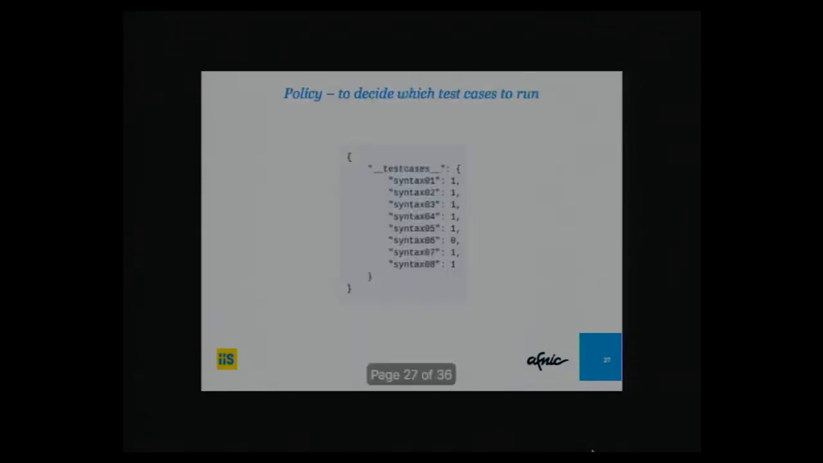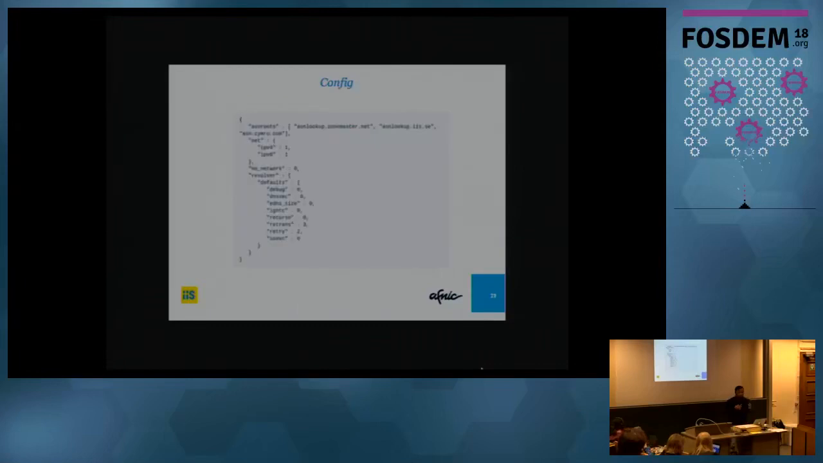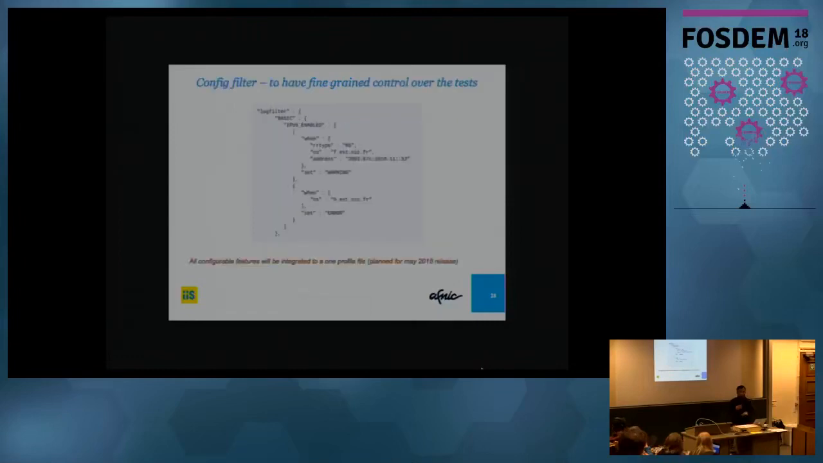For example, in Syntax we have 8 tests. You say that I don't want to run Syntax 06, so you can put it as 0, and that test will not be running. You can also go into the configurations of how the resolver should work, whether you want to test only with IPv6 or IPv4, that also could be done. And for fine-graining the tests, for example, if you have a domain and you know that one of the name servers is not working and you don't want to have an error on that, you can just put it as a warning. So these are the different configuration levels that you can do in Zonemaster to adapt to yourself.